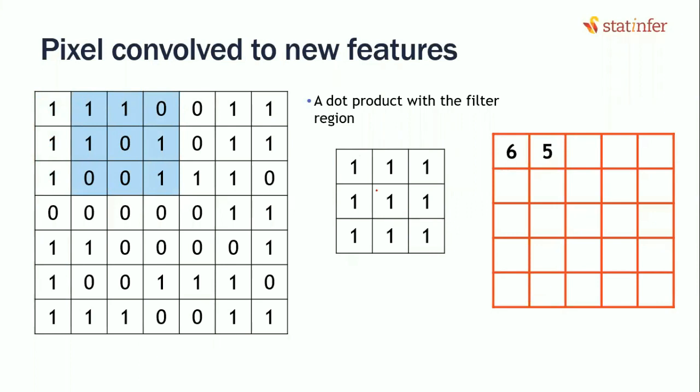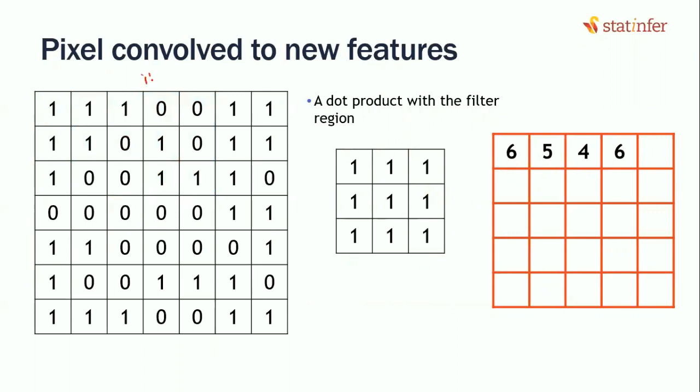If you still want to do one more exercise, tell me what is the number over here. What is the number over here? That means this filter is applied on this particular portion. The next number is 4. Like that, you keep on applying the filter.